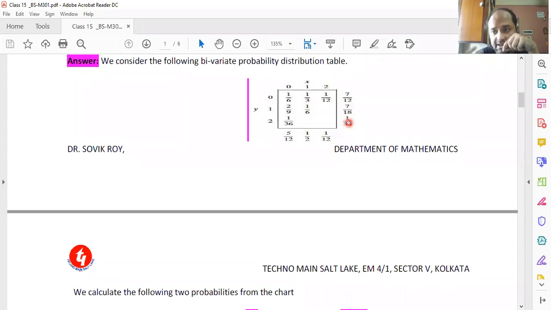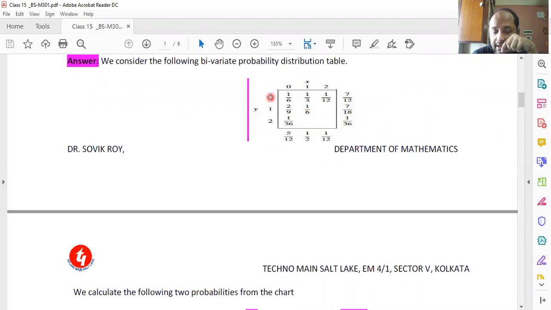Now, which one is the marginal probability of y and which one is the marginal probability of x? The thing which is coming row-wise, this one, these are called the marginal probabilities of y, and these are called the marginal probabilities of x, because you are getting these values by taking the sum total of x's values. You are getting these values by taking the sum total of the y's values.